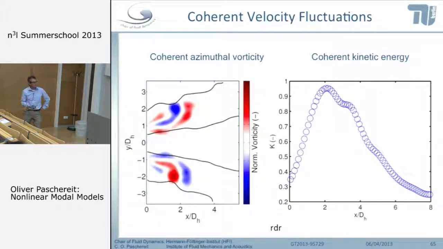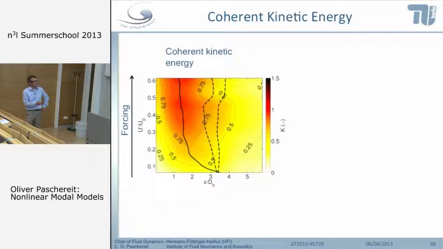And if we plot the coherent kinetic energy, so this is just the integral over the amplitude u tilde square r dr, versus axial distance, then you can see that the perturbance actually grows in your shear layer and reaches an amplitude. This is the case where you get linearly stable, and then the amplitude decays with further downstream distance.